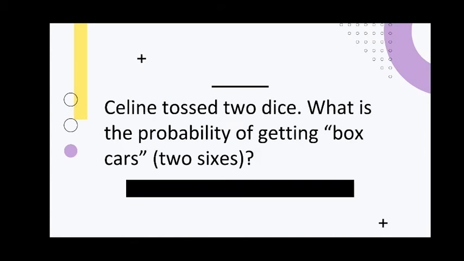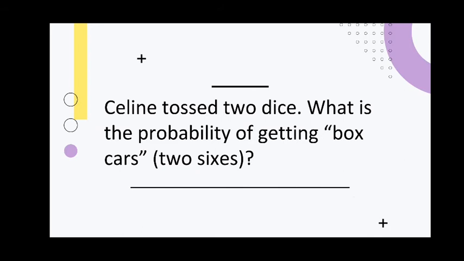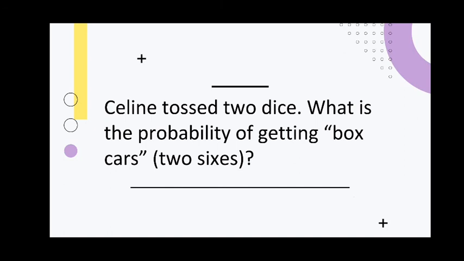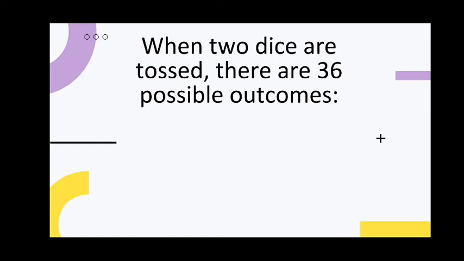Let's have another example. Celine tossed 2 dice. What is the probability of getting boxcars? When we say boxcars, dapat parehong 6 yung mag-appear dun sa dalawang dice na itotoss ni Celine. When 2 dice are tossed, there are 36 possible outcomes.